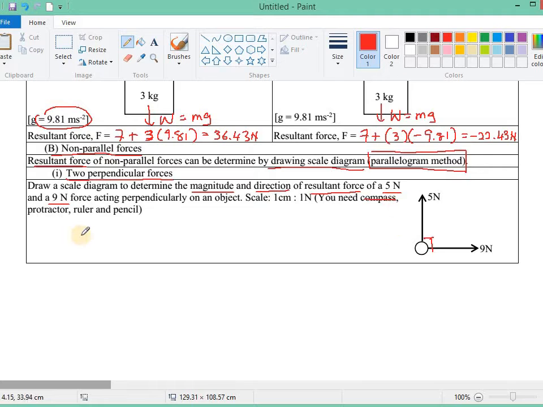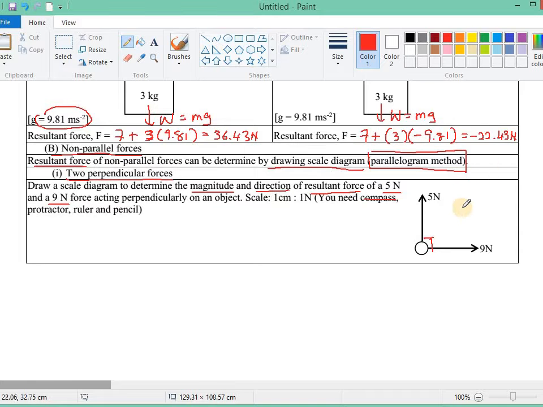Okay, you just need a protractor, ruler, and pencil. I recommend you use a pencil. If you use a pen and draw wrongly, it is difficult to change. If it's a pencil, then you can erase, right? Okay, now before we start drawing, I want to explain a little bit about this parallelogram method.